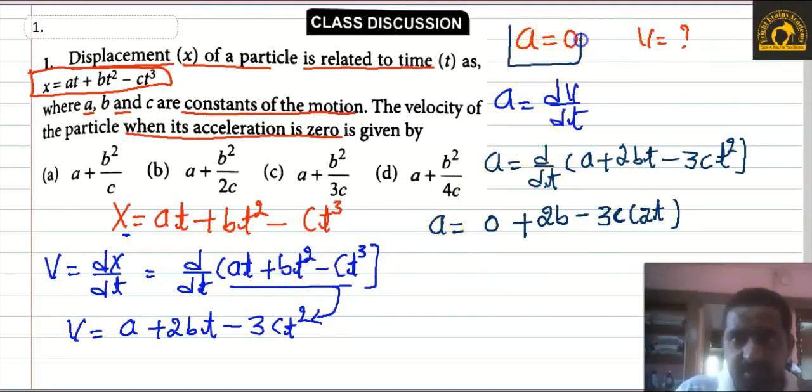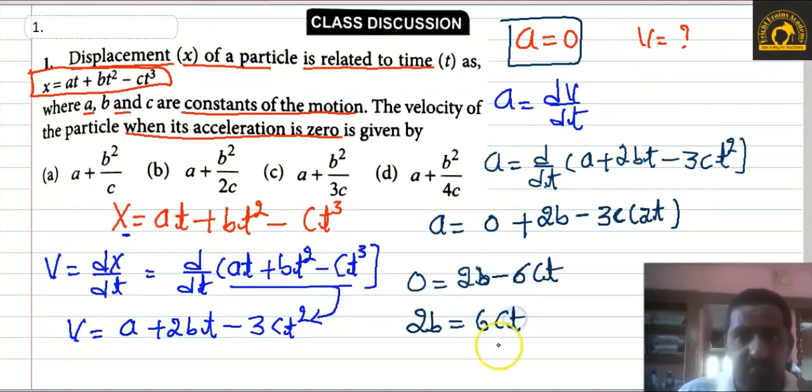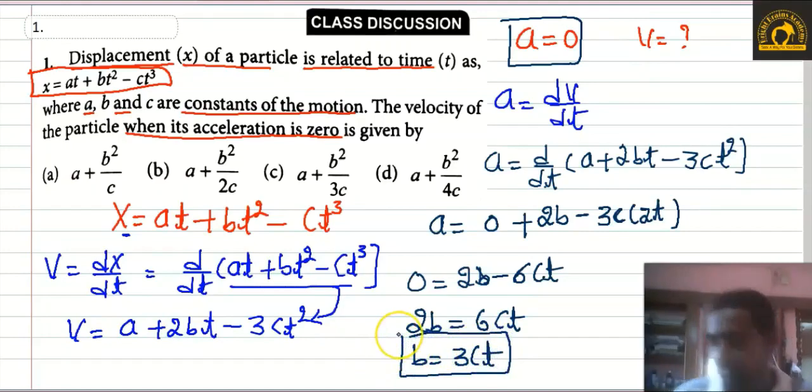When the acceleration is 0, so we put 0 is equal to 2b minus 6ct, then 2b is equal to 6ct. So then b is equal to 3ct. Okay, so this is the value of b is equal to this much.